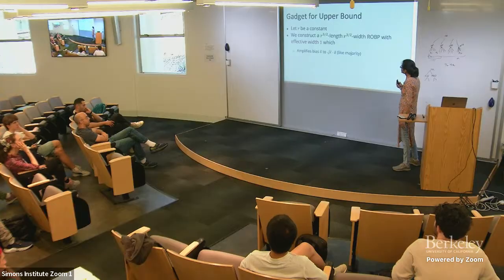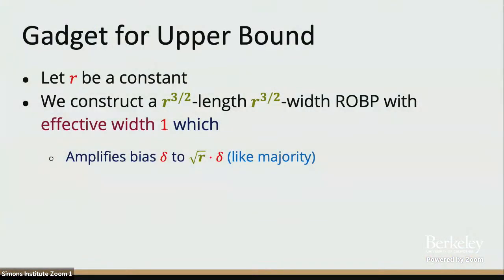Okay, so this is the gadget that we use for the upper bound. The gadget is: let r be a constant. Then we construct a length r^(3/2), width r^(3/2) read-once branching program with effective width 1, such that it amplifies the bias by square root r.